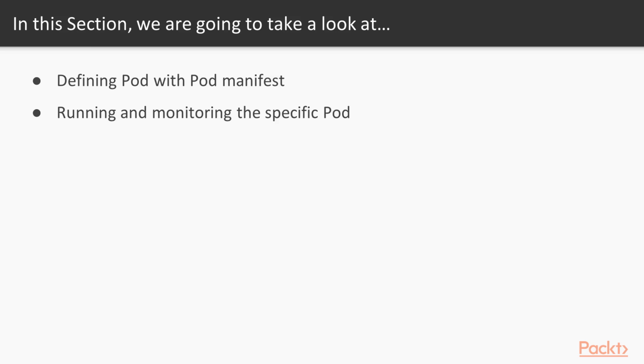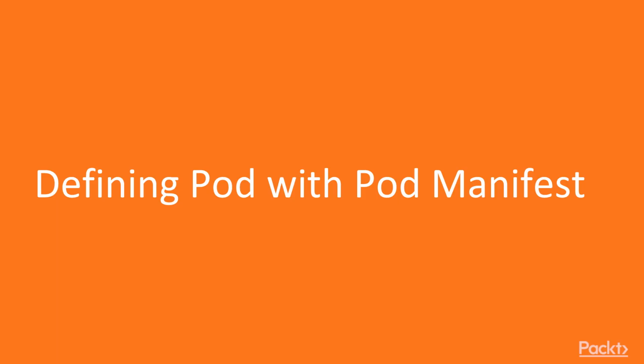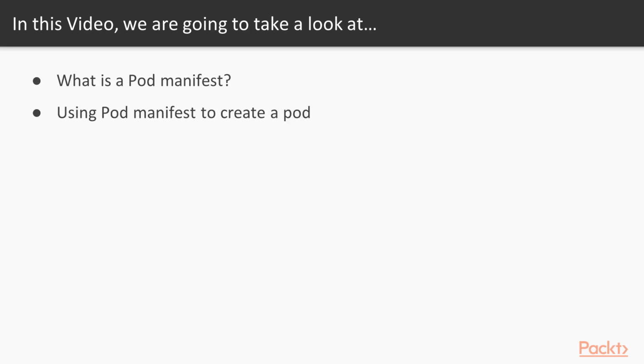Video number 3 will be about monitoring health of pods with health check. Finally, we will learn how to persist pods data. This is the first video in which we'll be defining pod with pod manifest. So at first, we will answer the question, what is a pod manifest? Then we'll be using pod manifest to create a pod, and we'll be comparing Docker file to pod manifest.